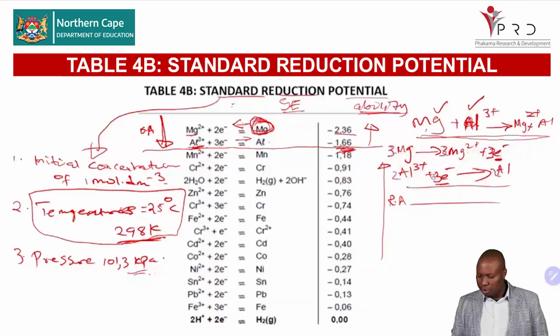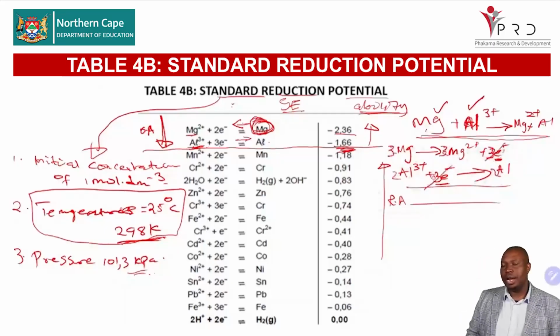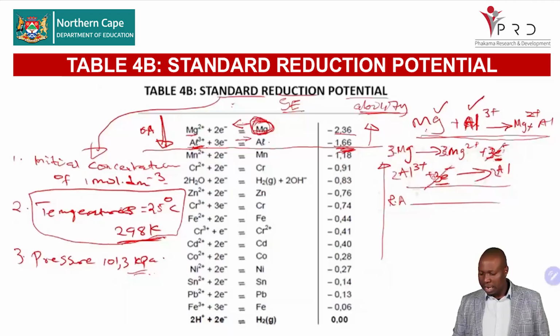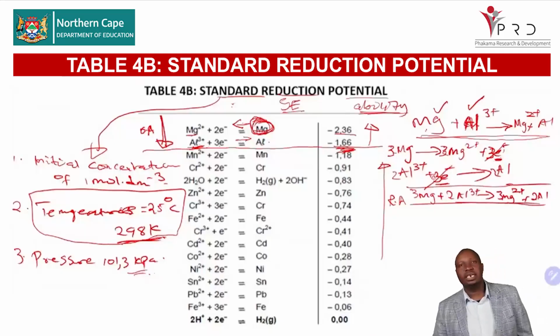Times 2, times 2. So you can see that when you multiply 2 electrons of magnesium by 3, you get 6. So this will be 6, this will be 6. They will cancel one another. And then you are able to write now the overall or the net cell reaction as 3 Mg plus 2 Al3+ forming 3 Mg2+ plus 2 Al. And then that is your 3 marks there.